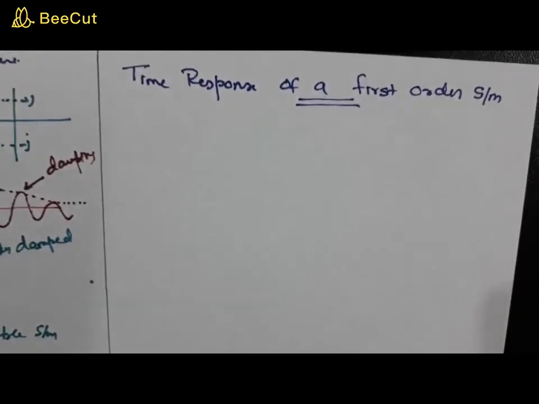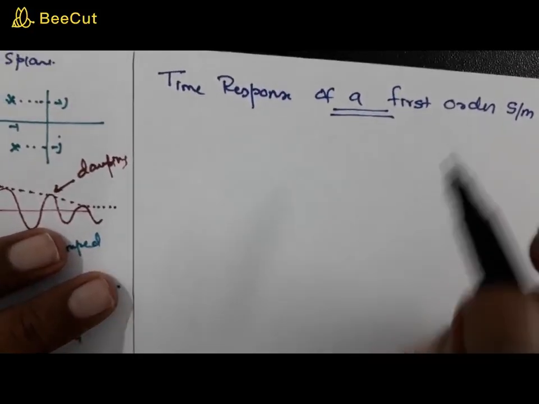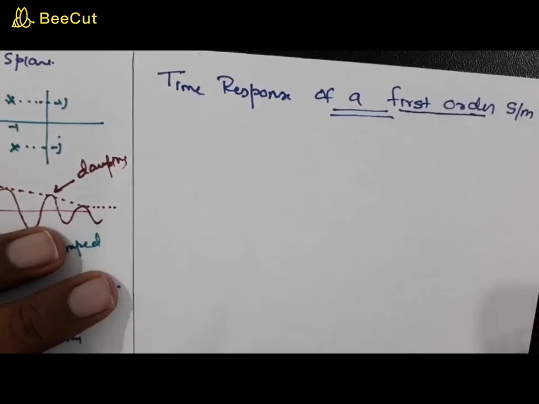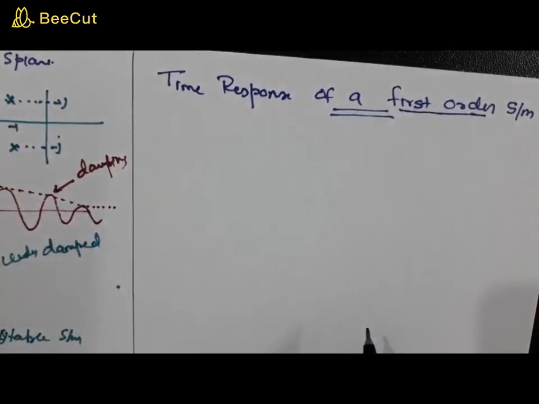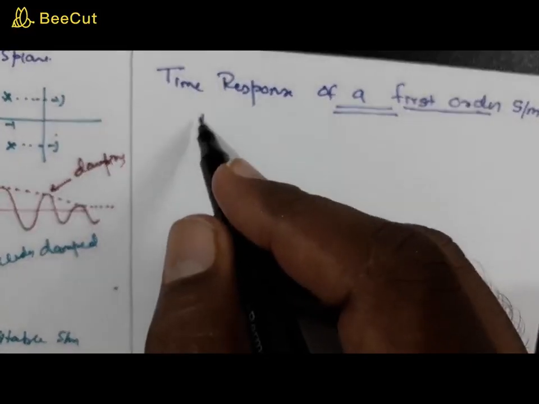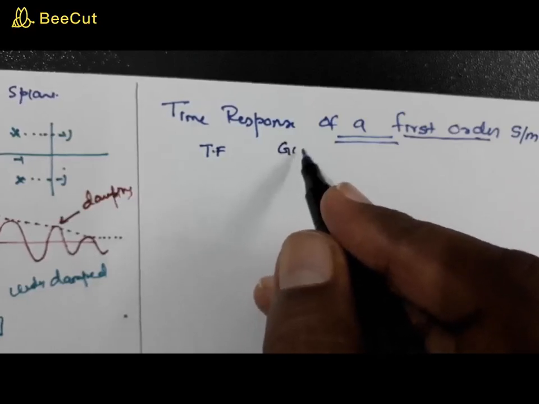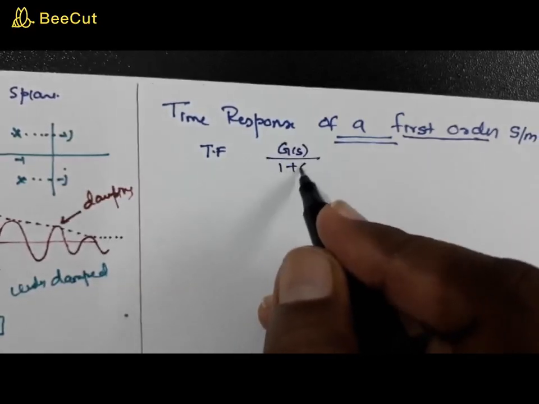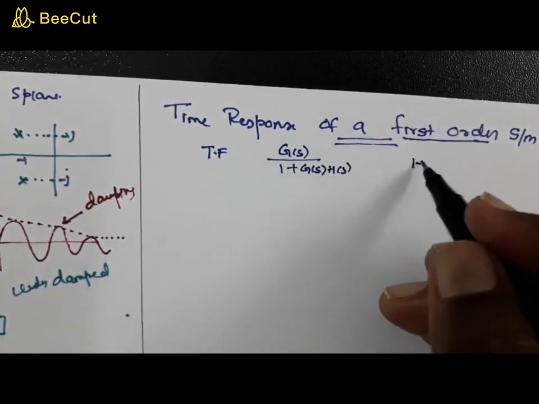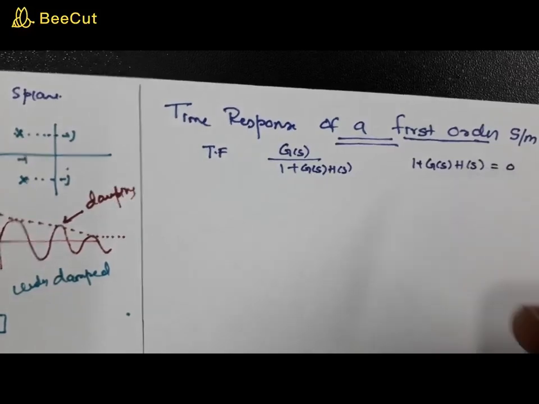Now let's move on to the time response of a first order system. What do you mean by this first order system? How will you understand a first order system? Suppose you are given a closed loop transfer function of the form G(s) by 1 plus G(s)H(s). When you equate this 1 plus G(s)H(s) to 0, you will call this equation the characteristic equation.